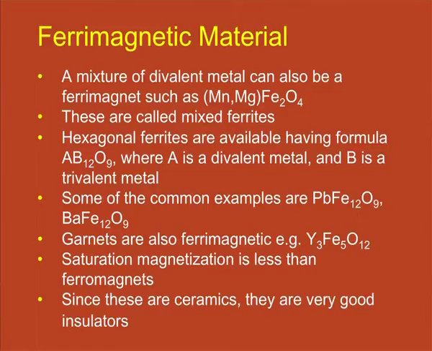Hexagonal ferrites are also available, and the formula is AB12O19, where A is a divalent metal and B is a trivalent metal. Some of the common examples are PbFe12O19 and BaFe12O19. Garnets are also ferrimagnetic materials. An example of garnets is Y3Fe5O12, and the saturation magnetization is less than ferromagnetic materials.